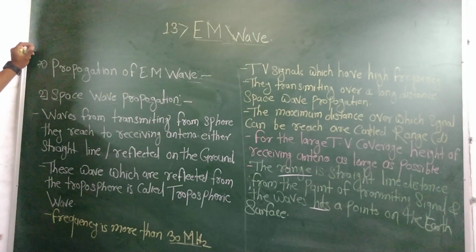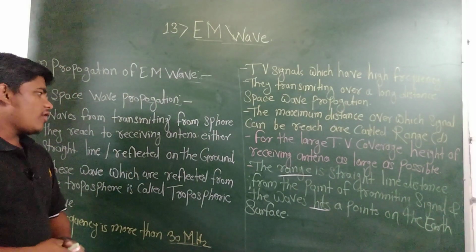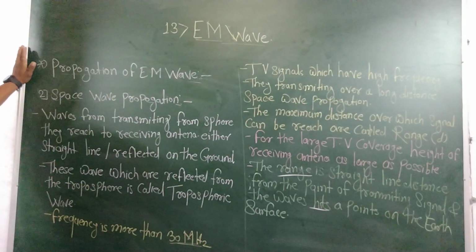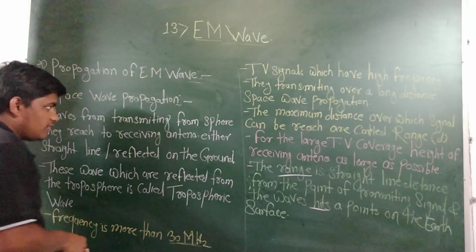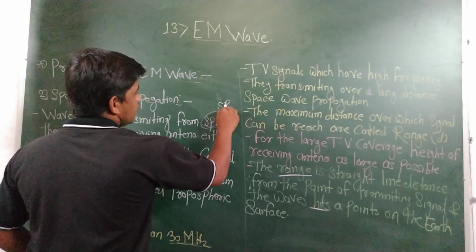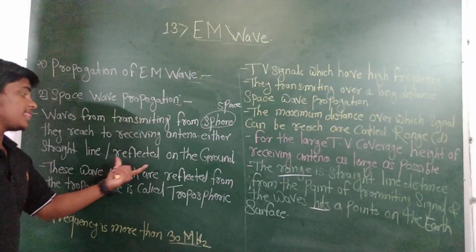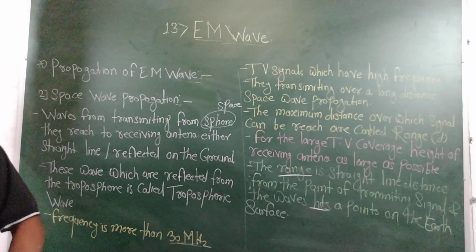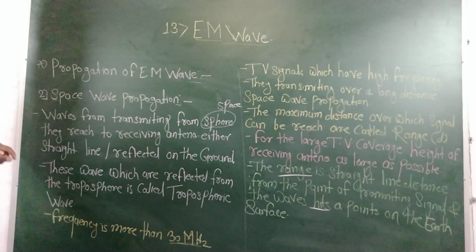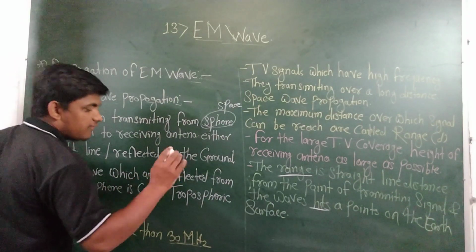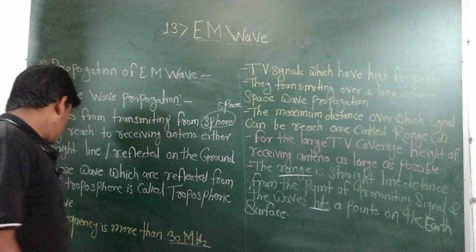Before rubbing this off, I will just revise it. Waves from the transmitting sphere, from the space, reach the receiving antenna, either in a straight line or reflected on the ground. The waves which are reflected from the troposphere are called tropospheric waves.